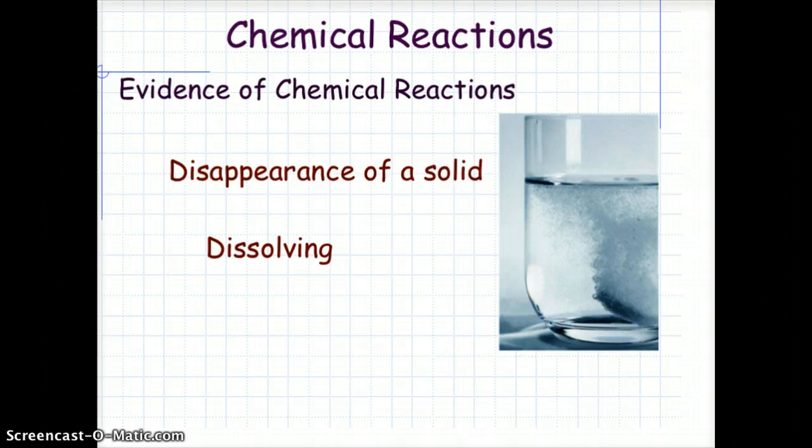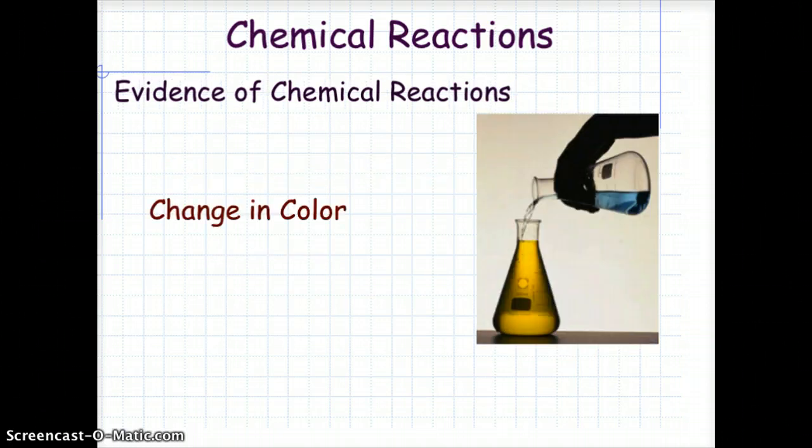The disappearance of a solid. So if you put a solid in a liquid and it dissolves, it goes away. Dry ice, as it gives off the carbon dioxide gas, that is the disappearance of a solid. So this is evidence of a chemical reaction. A color change, whenever two substances are mixed together and there is a change in color of one or more of the substances, you definitely have a chemical reaction taking place.